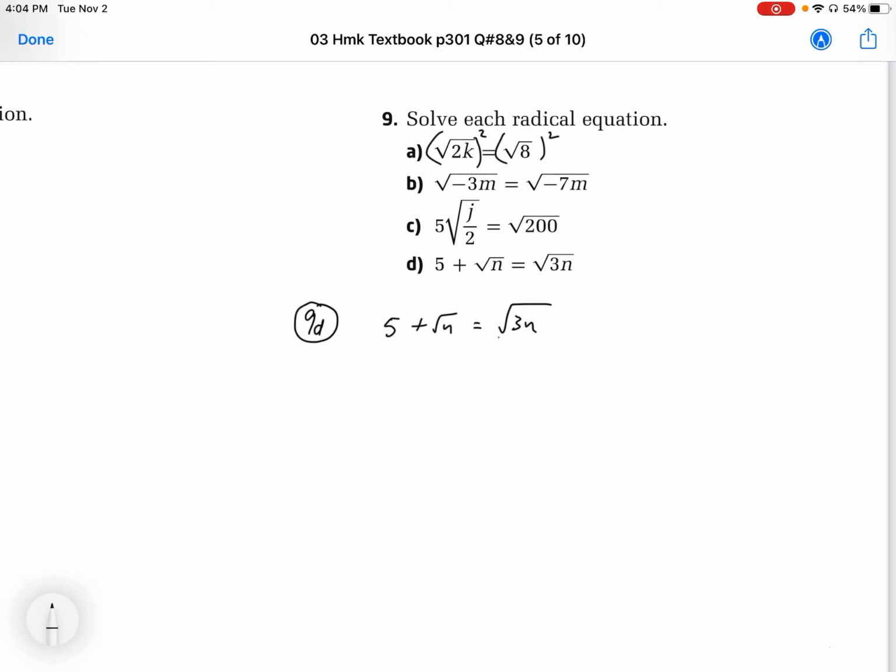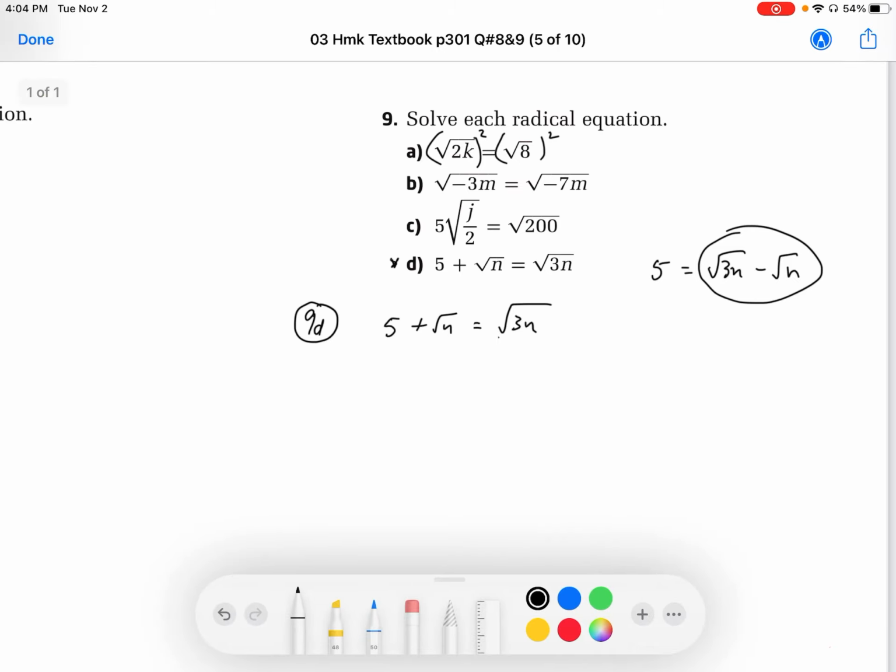D is a little bit different, so I'm just going to put a little star next to D because this involves a binomial radical like above, but there's a plus in here. And that plus really messes things up because if we try to isolate the root, we end up with 5 is equal to root 3n minus root n. Those are not like radicals, so we cannot combine that together, which means that when we try to square this, we're going to generate an extra term, and we aren't able to get rid of the radical term when we do that.